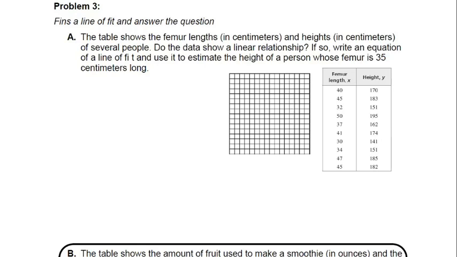Okay. So basically, they're comparing femur length to people's heights. And what they want us to do is they want to know, is it linear? If so, write an equation of a line of best fit. Oop, there's a typo in there. I need to go fix that. Fit. And use it to estimate the height of a person whose femur is 35 centimeters long.